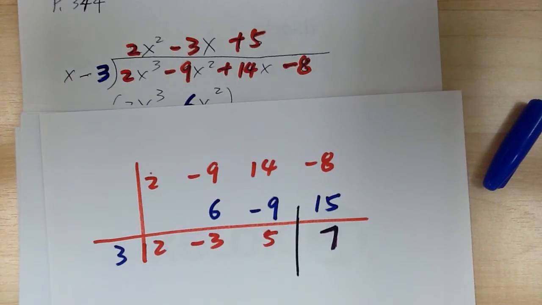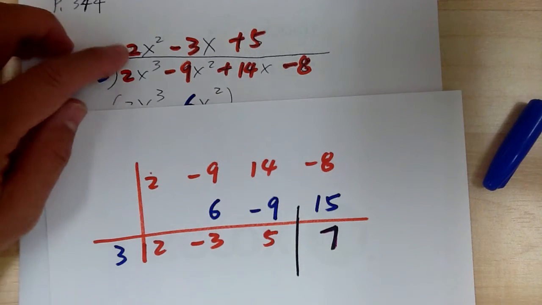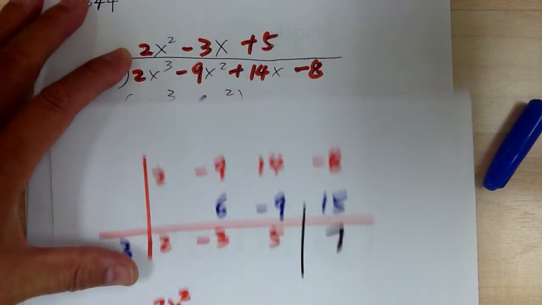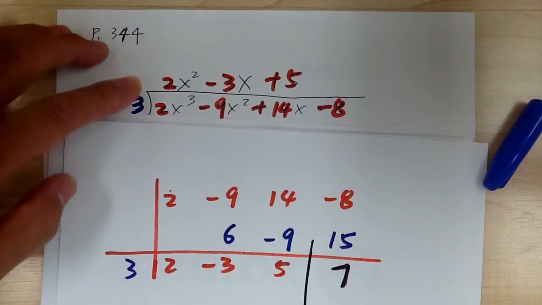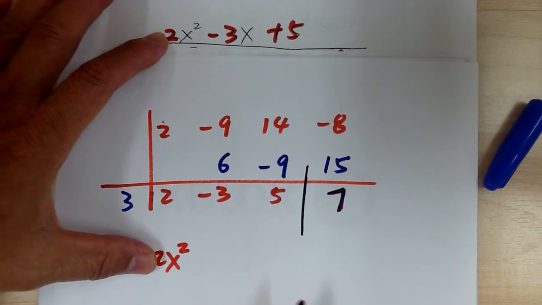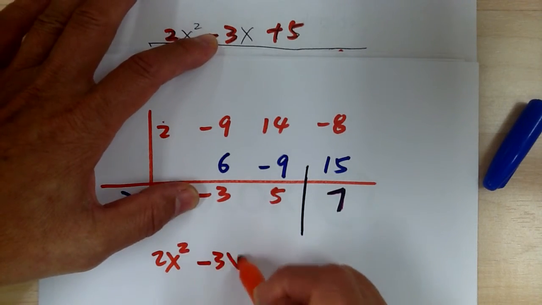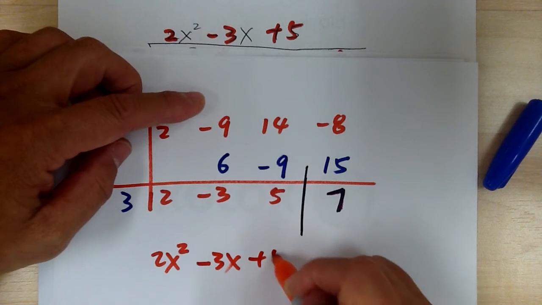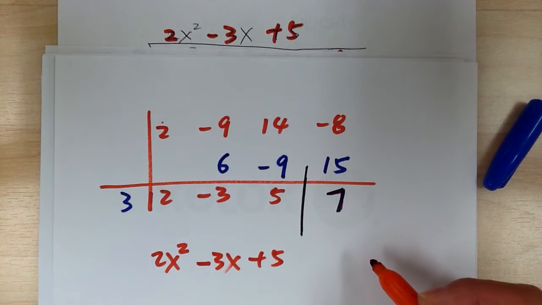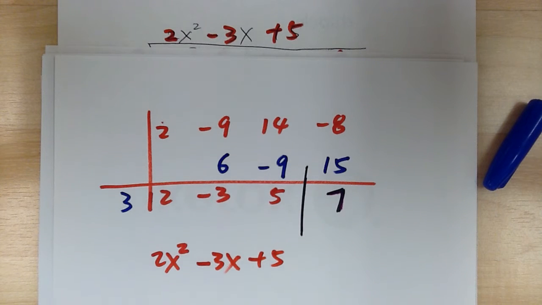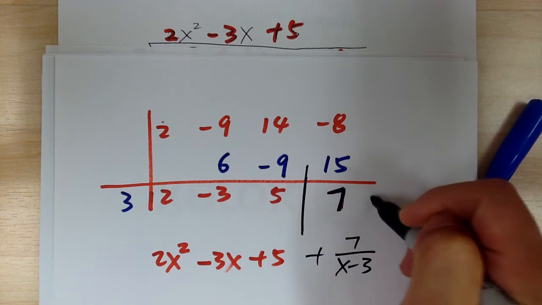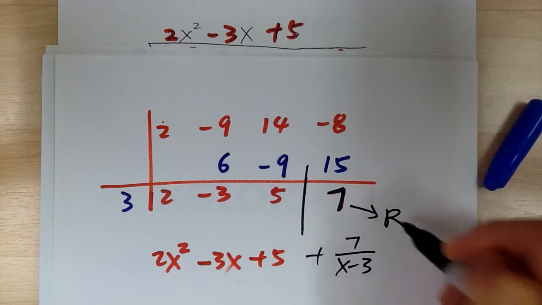And so your final answer would be, again, see over here, see the 2, this is going to be 2x squared, right? So you're going to get 2x squared minus 3x plus 5. And this is your remainder, so your remainder would be plus 7 over x minus 3, right? That's your remainder.